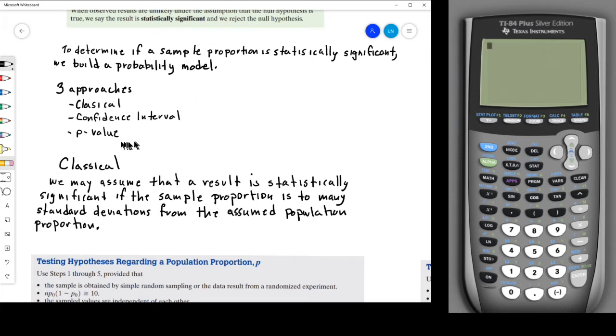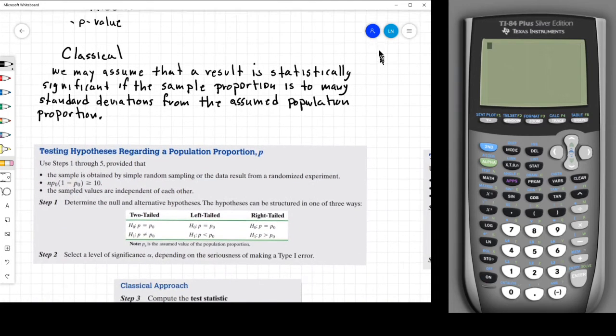The last one is the p-value method. Now, the p-value method can be done by hand, but it is best done by software. So for the p-value method, I will set a problem up, and then I'm going to show you on the calculator how to continue on and evaluate that problem. Okay, so let's start with the classical model.